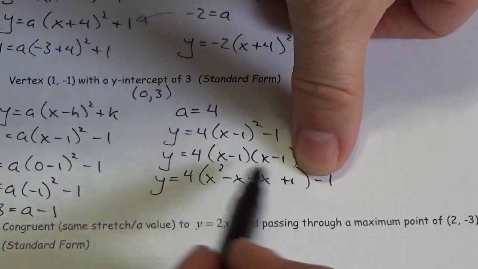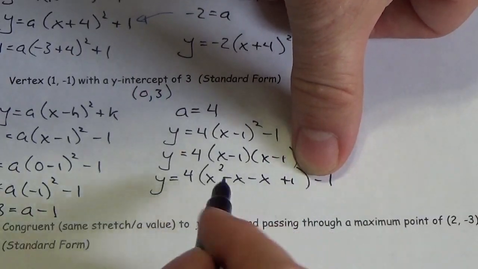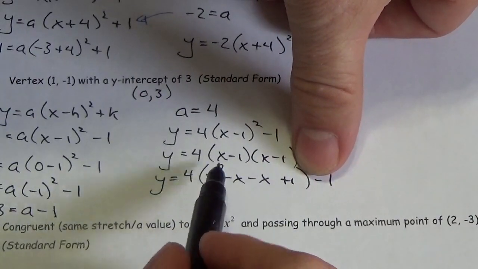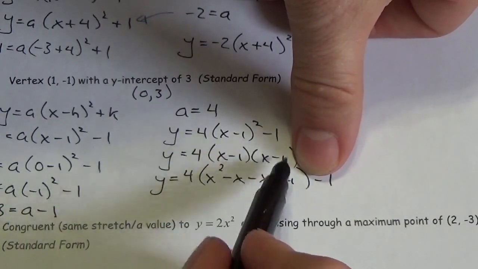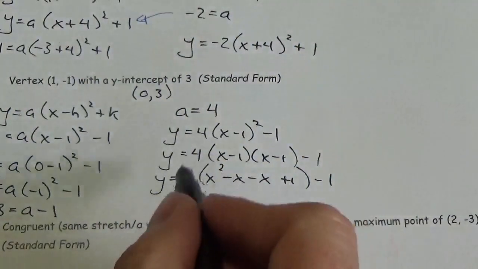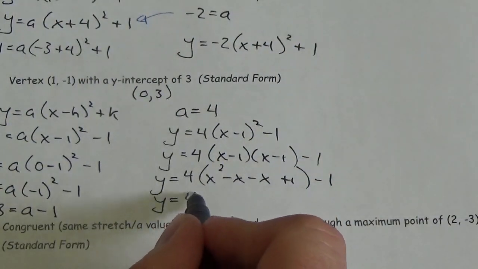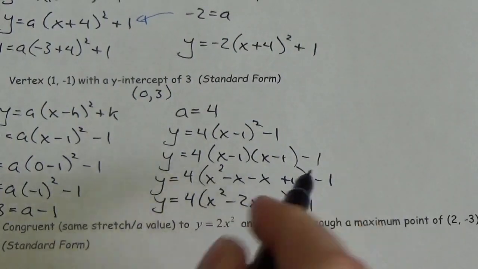I need to multiply this product by 4 before I go to that negative 1 here, the subtraction. Still got to simplify this though. And remember, if you're wondering where that negative x is coming from, it's because I distribute the x to both terms here, then I distribute the negative 1 to both terms there. And now I get y equals 4x squared minus 2x plus 1.